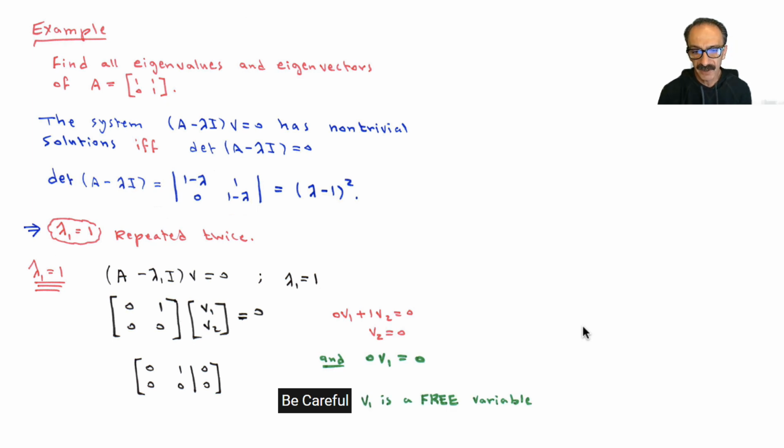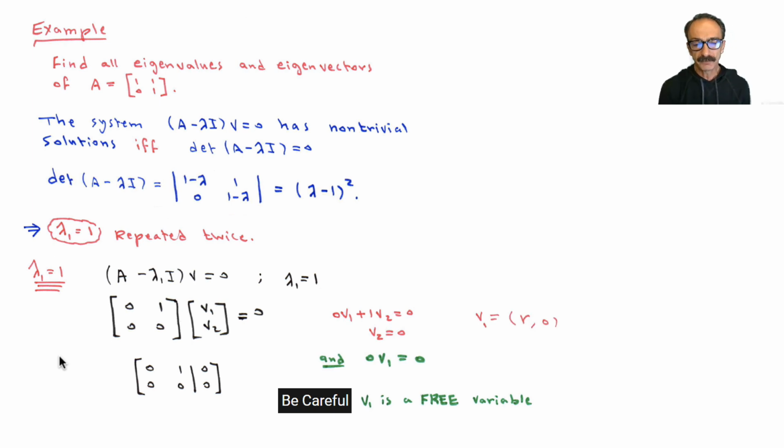v1 is a free variable. One more time, if you don't pay enough attention to that, you're going to make a mistake. I've seen it before with students. Just be careful. Whenever you see something like that, just slow down and pay attention: a free variable is not a 0.